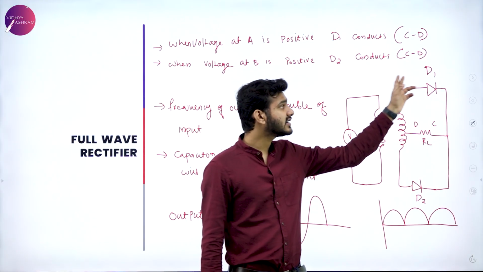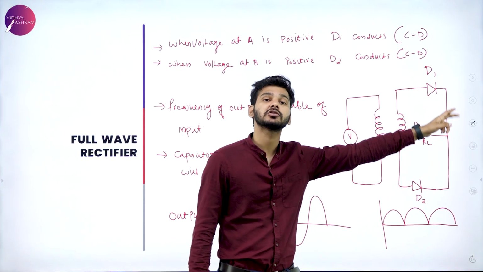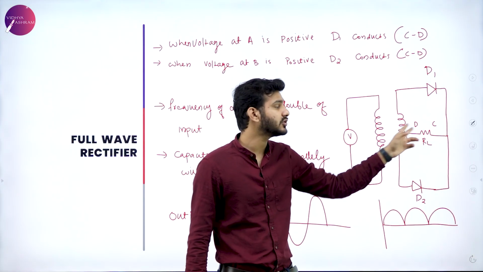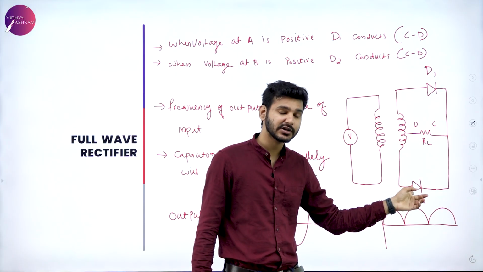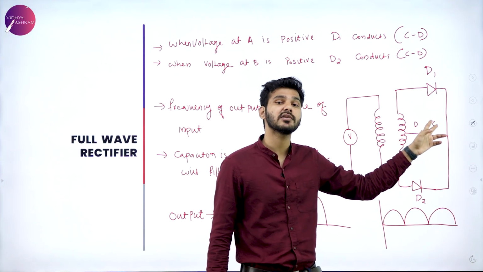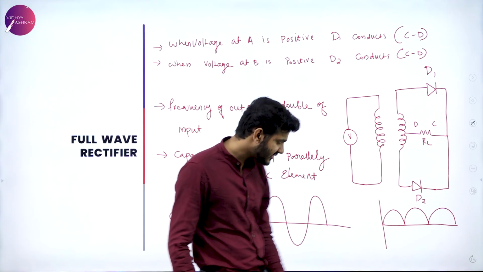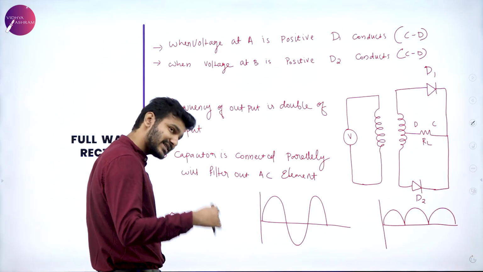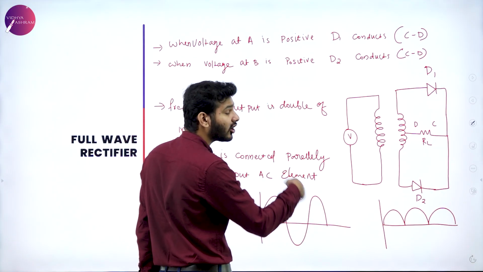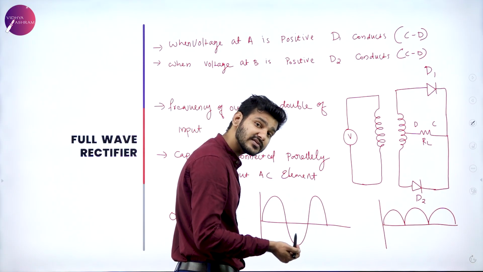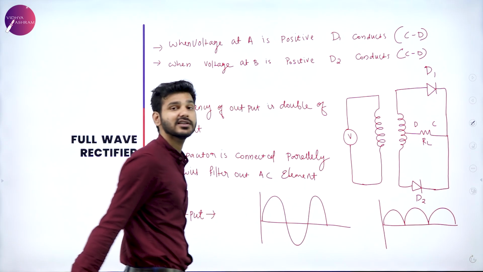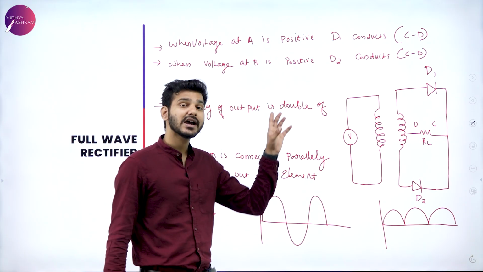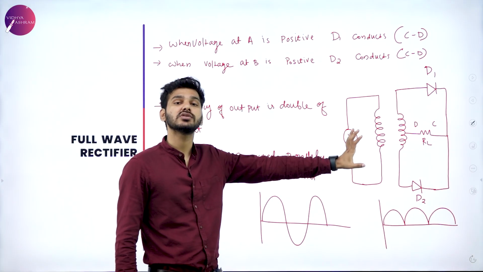That is, when D1 is positive, it lets the positive half cycles pass through and it will allow conduction from C to D. Just like that, when D2 is positive, it allows conduction from C to D again, which means the positive wave cycles are allowed to pass through the diode D1. Just like that, the negative half cycle is also converted into the positive half cycle and is allowed to pass through. So using this center tapping method, we can convert full wave AC into DC.